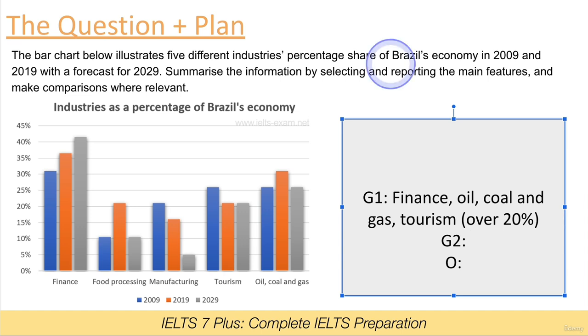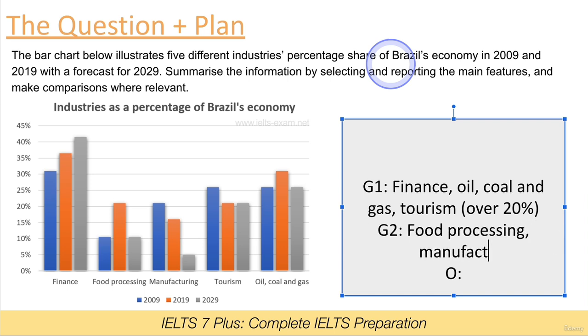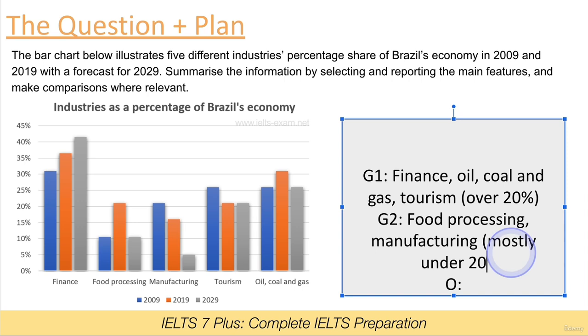Okay, and then what do we have left? We have food processing and manufacturing. Okay, so we have our groups, and let's do mostly under 20%. There we go. Our overview then. Now this is really important, and this is a big part of task one. We want to make a sweeping statement to basically summarize what we're viewing here.